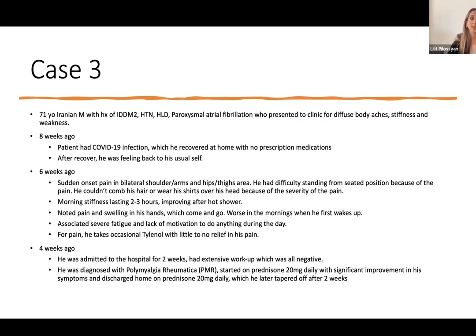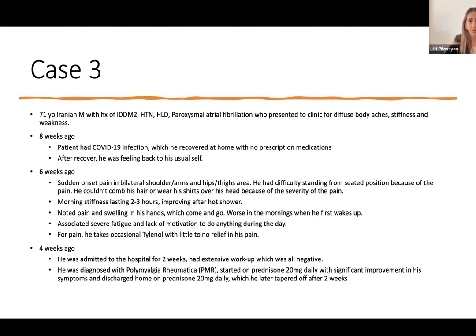He had morning stiffness lasting till noon, improving after a hot shower. He noted some swelling in his hands, which came and went, worse in the morning when he first woke up. He had severe fatigue and a lack of motivation to do anything because of the pain and the fatigue. He took Tylenol for pain with little to no relief. Given how severe his symptoms were, his family decided to take him to the hospital. He was admitted for 2 weeks and had an extensive workup done, which was all negative. He was eventually diagnosed with PMR, started on prednisone 20 with significant improvement of his symptoms, and then discharged home on prednisone 20 milligrams.